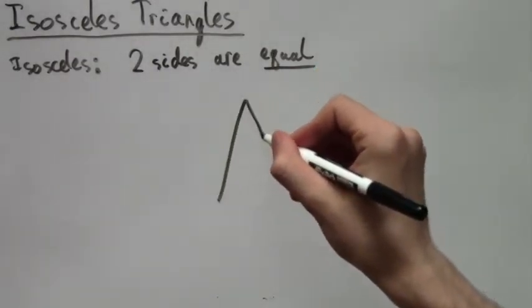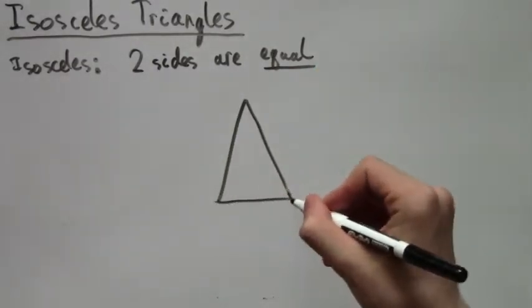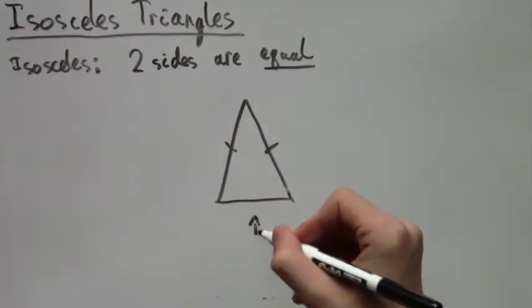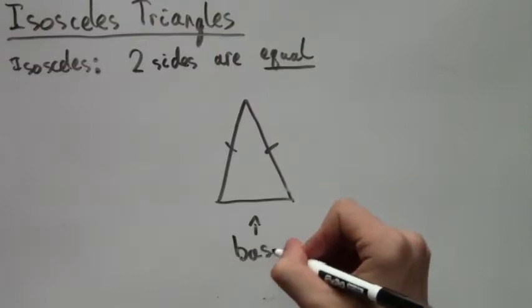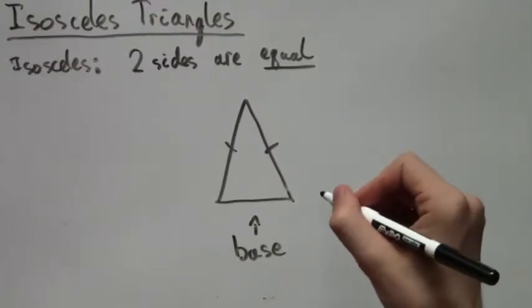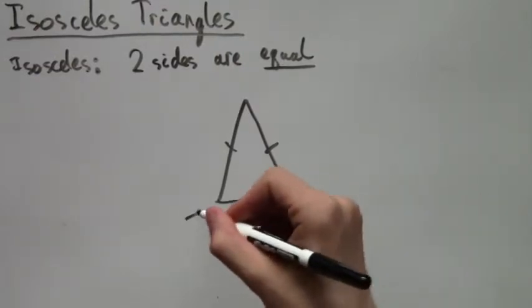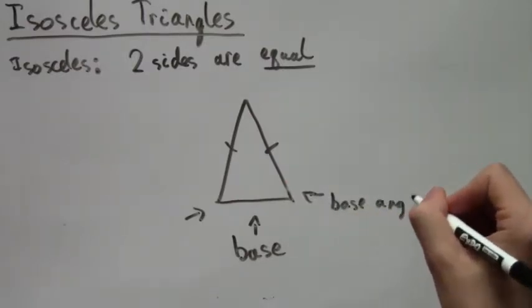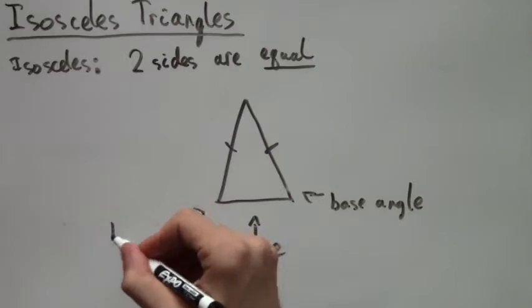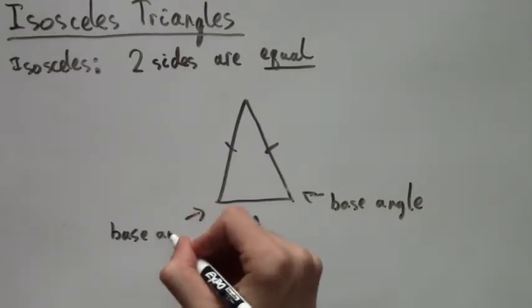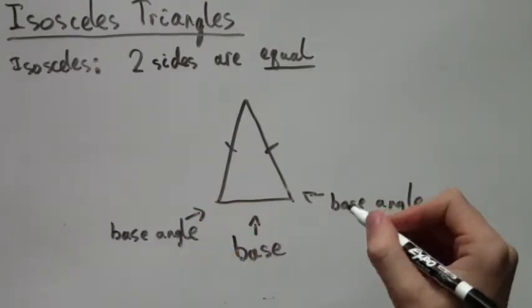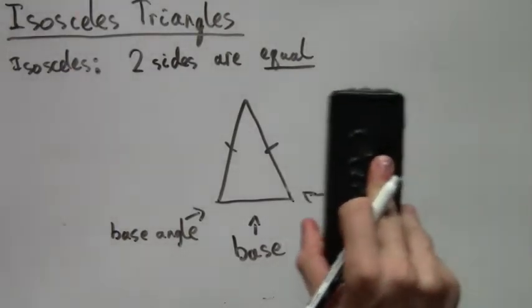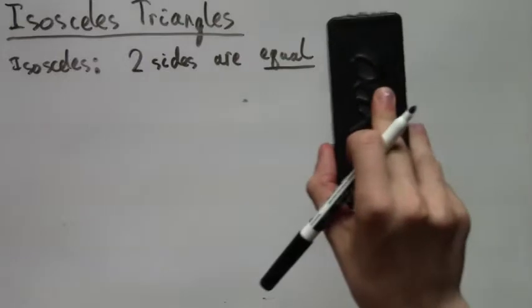So let's say we've got this triangle and it's got two equal sides. Then the third side, which is not necessarily equal to the other two, is called the base. And these two angles at the base are called base angles. So what's important to know about these isosceles triangles is that these base angles are actually equal.